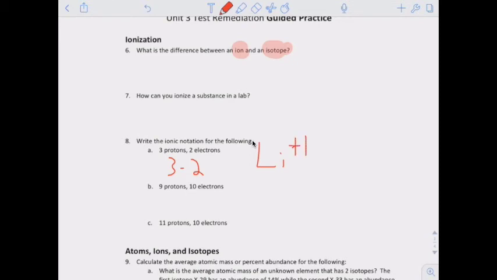On the next one, we have 9 protons, 10 electrons. So 9 protons tell us that it's fluorine. And then all we do is 9 minus 10, which gives us -1. And then 11 protons tell us that we have sodium, and we have 11 minus 10, which is plus 1.